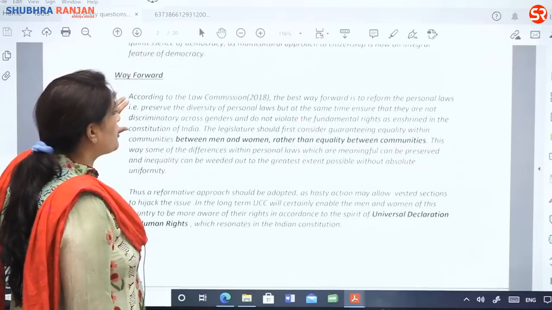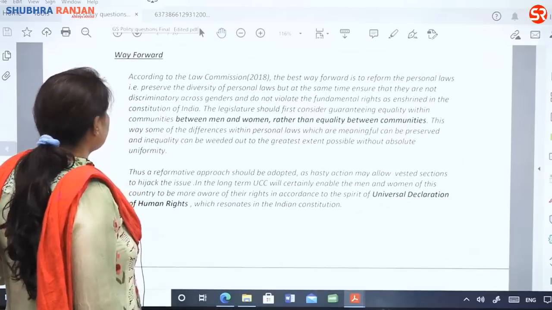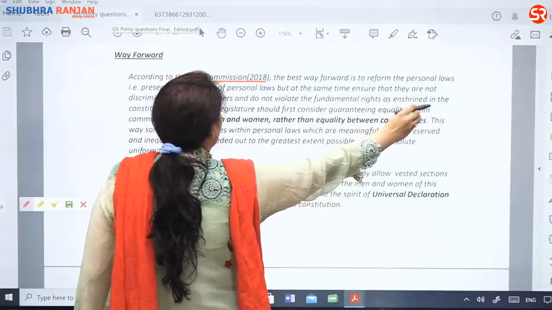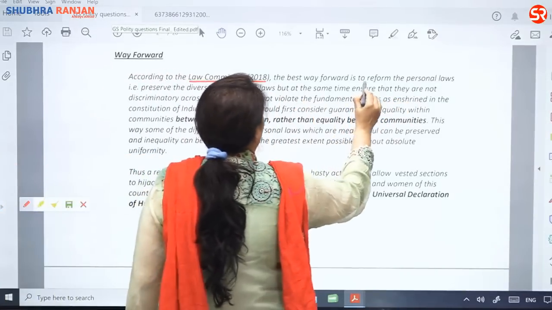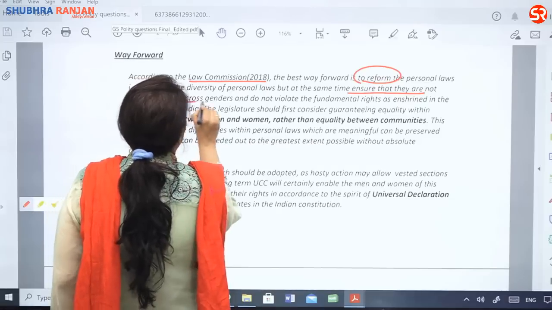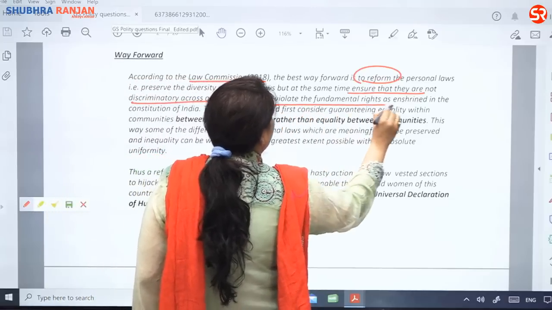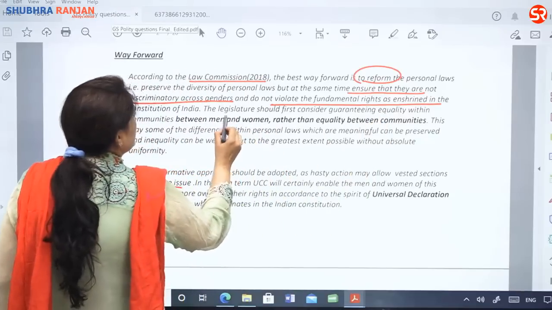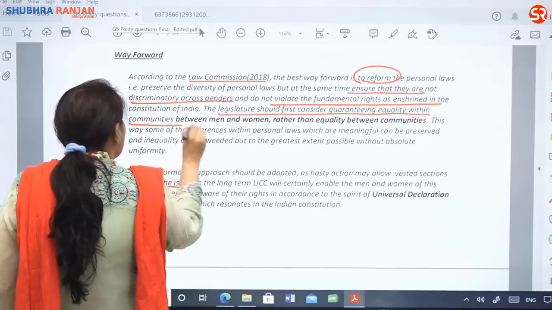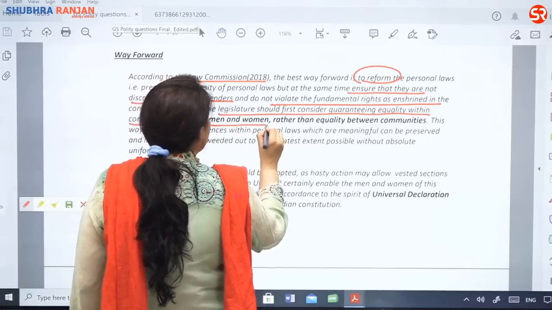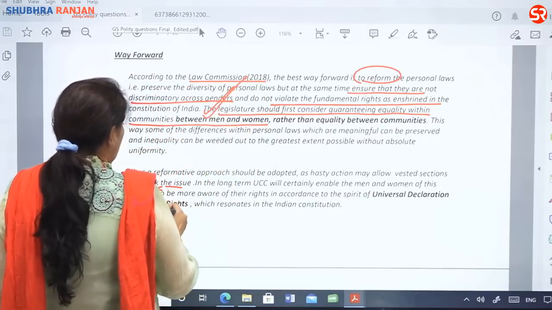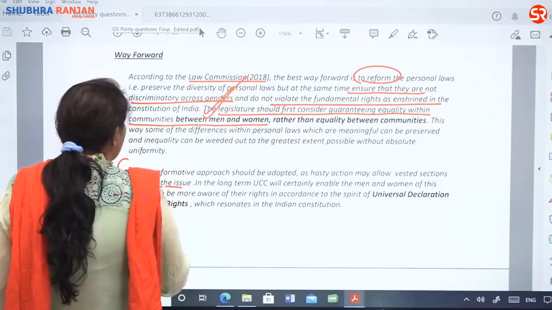So, way forward: Law Commission. The best way forward is to reform the personal laws, ensure that they are not discriminatory across genders, and do not violate fundamental rights. The legislature should first consider guaranteeing equality within community rather than between communities. This is a very crucial point. Fine. And then you write your own perspective.